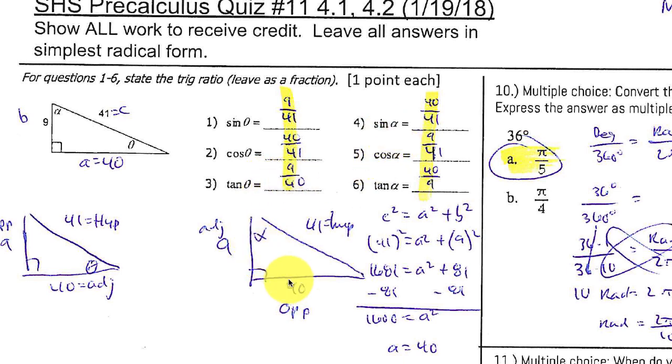Sine of alpha is the opposite over the hypotenuse, which is 40/41. Cosine of alpha, so I'm not looking at cosine over here, I'm looking at cosine here. So this would be the adjacent over the hypotenuse, and then tangent of alpha is the opposite over the adjacent, which is 40/9.